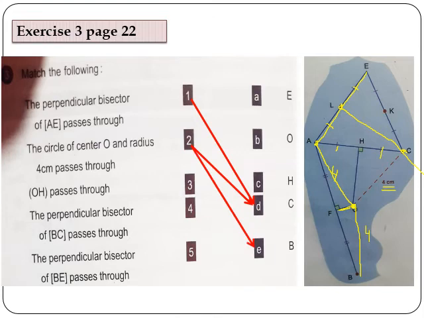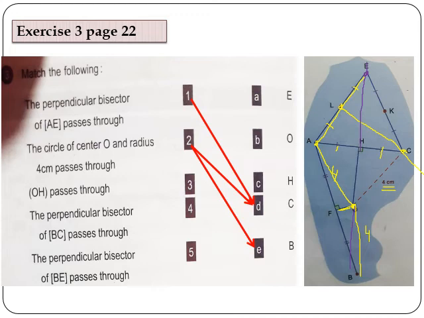Now OH passes through what? OH, let's try to extend it. Here it doesn't reach point B. I know that a line can be extended from both sides, but here, when I extend the line OH, it passes through point E. Okay?